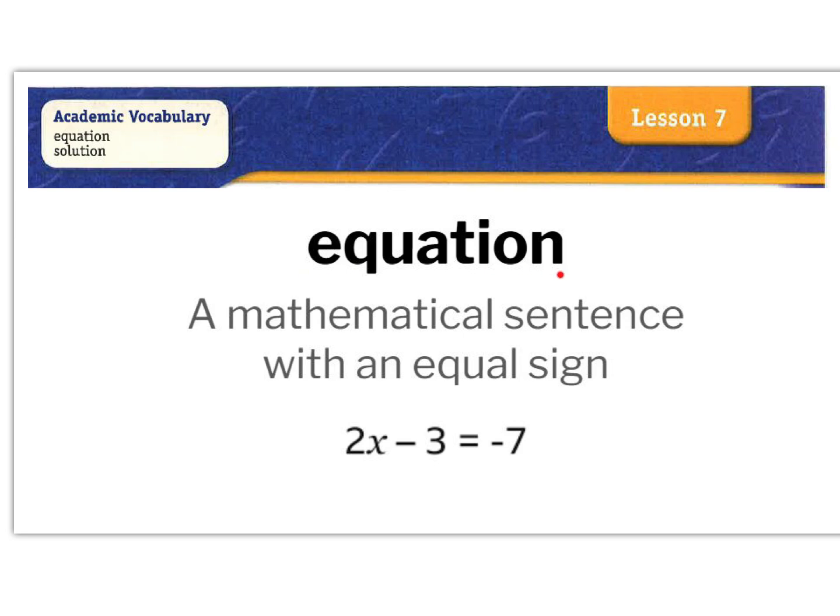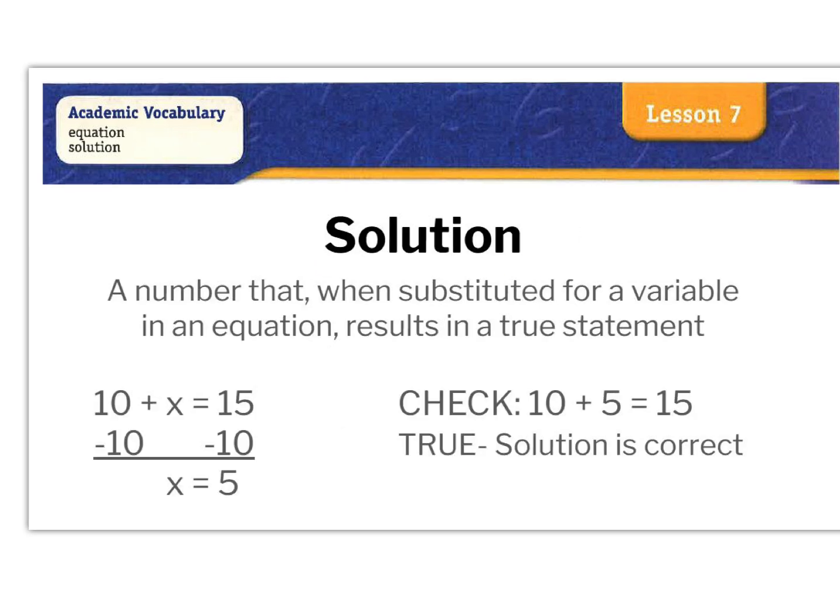Our first word today is equation. We've talked about this before. This is a mathematical sentence with an equal sign. So 2x minus 3 equals -7. It has to have that equal sign, and that makes it an equation. A solution. This is a number that, when substituted for a variable in an equation, results in a true statement.